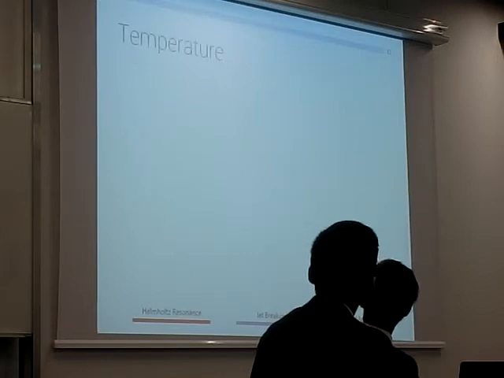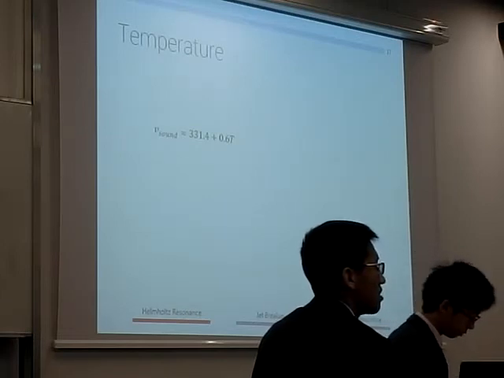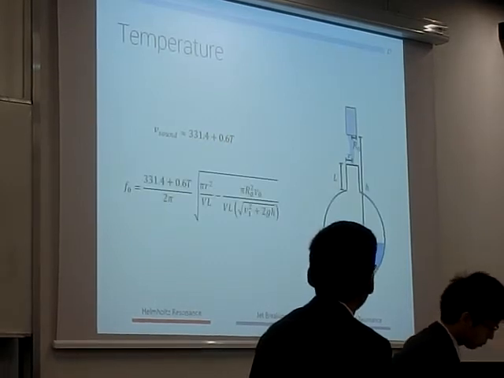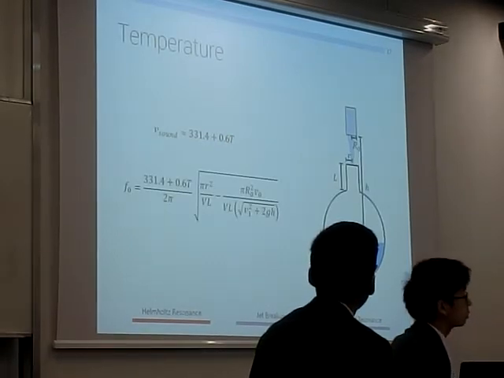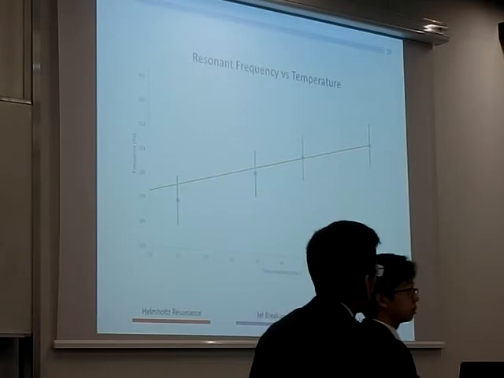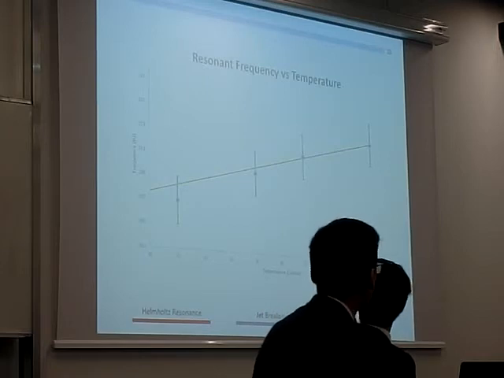On to temperature and how this affects the phenomenon. We can see that the speed of sound differs at different temperatures. So we can model this by studying this formula here. And when we plot this, we can see that there is a general change in frequency. However, this change is very, very small over, let's say, 15 degrees. We can see that the frequency only shifts about 5-6 hertz.